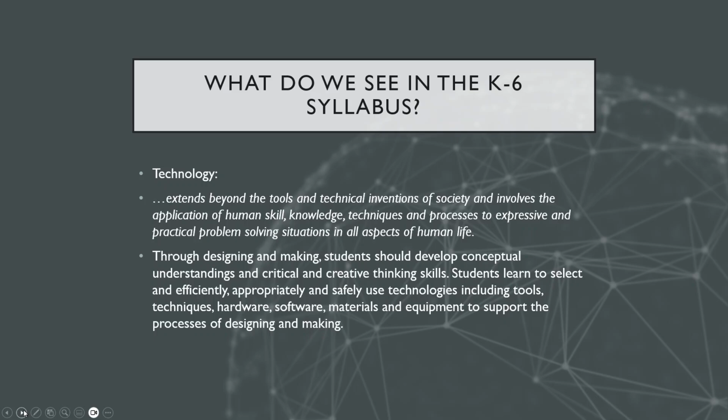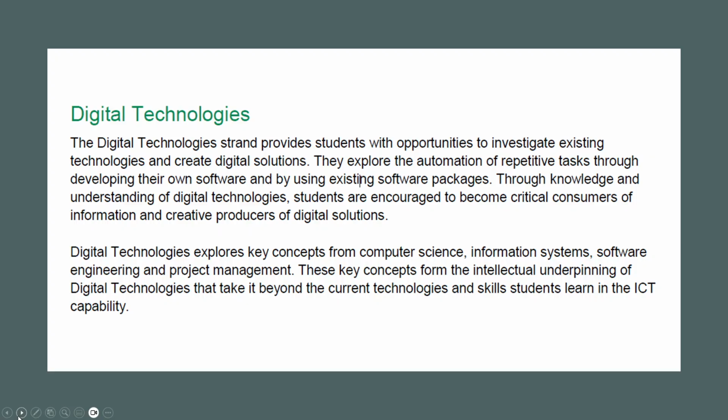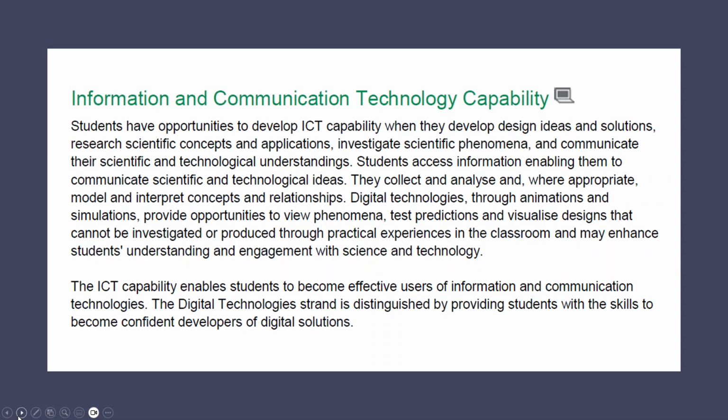So what do we see in the K-6 syllabus? Well, more or less the same sorts of themes. So the definition that we would see is that it extends beyond the tools and technology inventions of society and involves the application of human skill, knowledge and techniques and processes to expressive and practical problem solving in all aspects of human life. So it's not simply learning about them, like we're at a museum, but it's learning to use the tools. So the students are doing stuff. Those sentences start with students do, students apply, students create. They make their own quiz, they make their own video, perhaps with your support and modelling and joint construction. So it's, again, heavy emphasis on higher order thinking stuff, typically. And we'll look at a few examples of this in the syllabus as well.